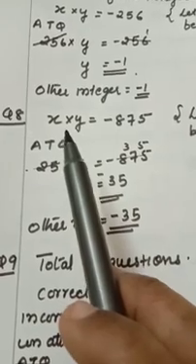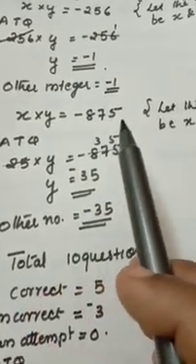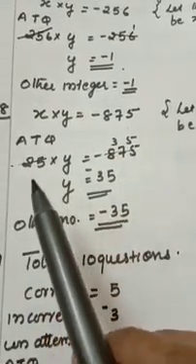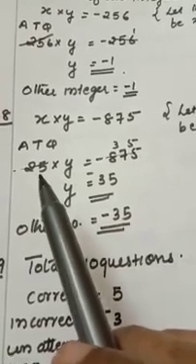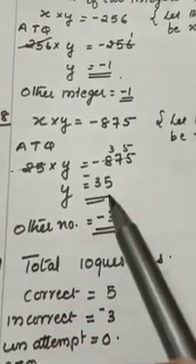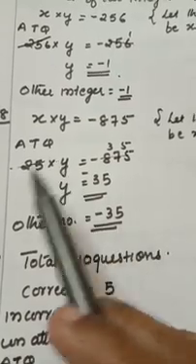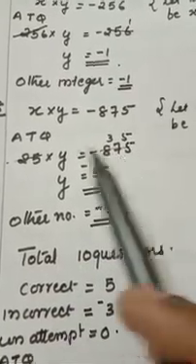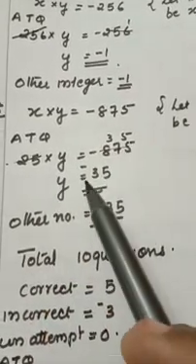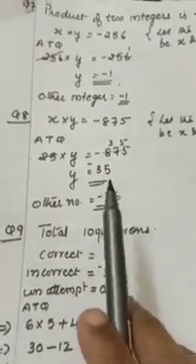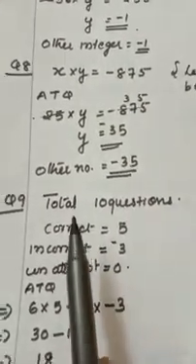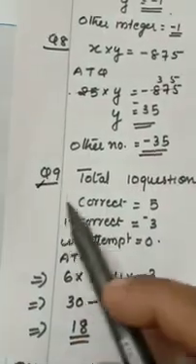Next, same type of question, product minus 875. According to the question, the first number is 25. Then the next number, you cut it down in the 25 table, or you can cut a 5 table also, you will get y equal to minus 35. Next, question number 9.